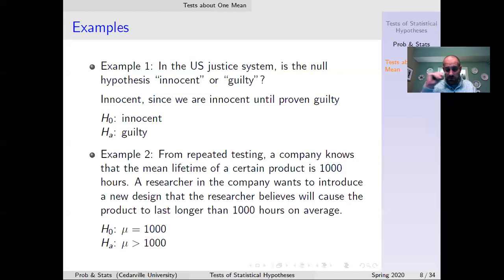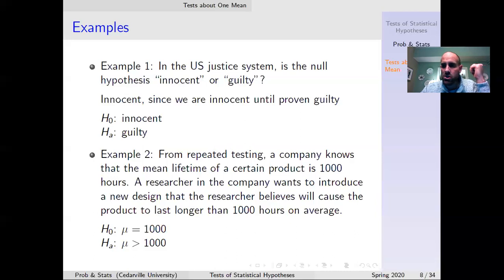So here's another example. From repeated testing, a company knows that the mean lifetime of a certain product is 1,000 hours. Okay, so that means the population mean is 1,000. A researcher in the company wants to introduce a new design that the researcher believes will cause the product to last longer than 1,000 hours. Okay.